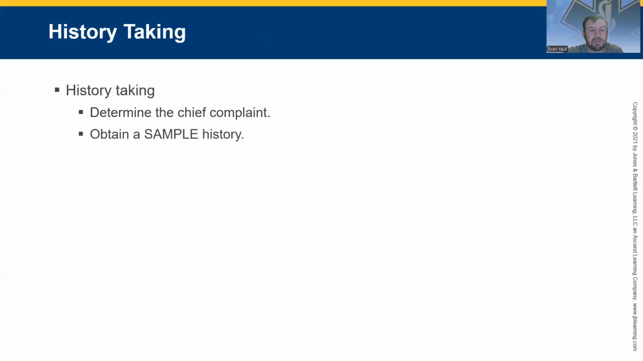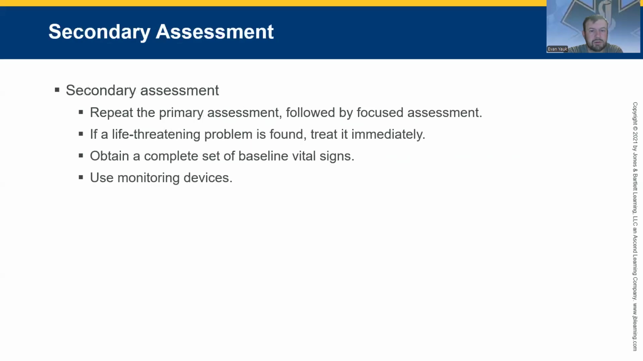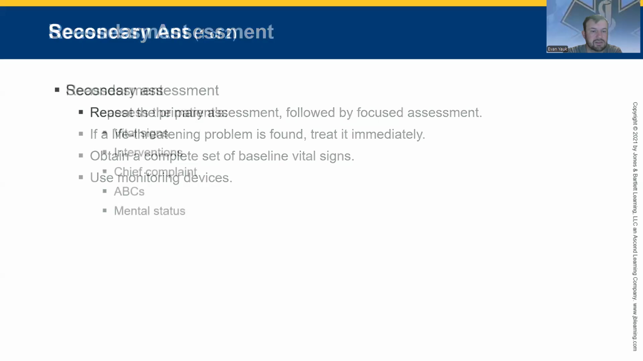History taking, determine the chief complaint, obtain a SAMPLE history, repeat the primary assessment followed by focused assessment. So remember the difference between trauma and medical. Trauma, we're going to check every single part of that body. We're going to touch it and look at it. Where in medical, we focus on the problem, but we also inspect all other body systems. If a life-threatening problem is found, treat it immediately. Obtain a complete set of baseline vital signs and use monitoring devices.